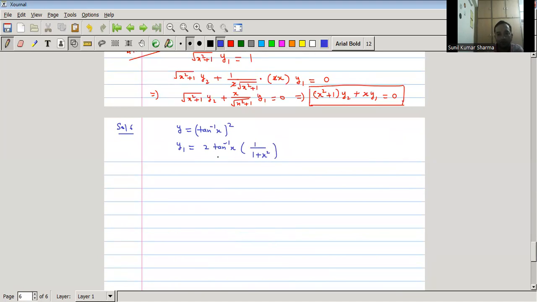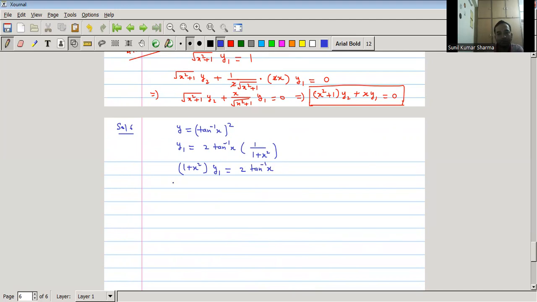So what we do, we try to use the approach that we cross multiply by 1 plus x square on both sides. So 1 plus x square into y1 equals 2 tan inverse x. By using this approach, the question becomes simpler. If we differentiate directly, we can use the quotient rule, but it becomes difficult as compared to this one.